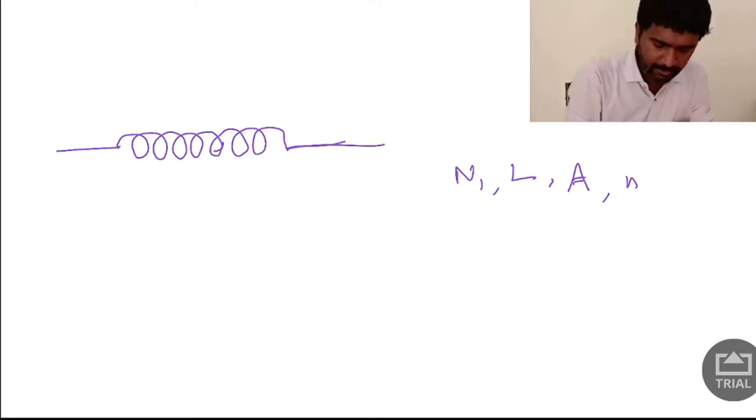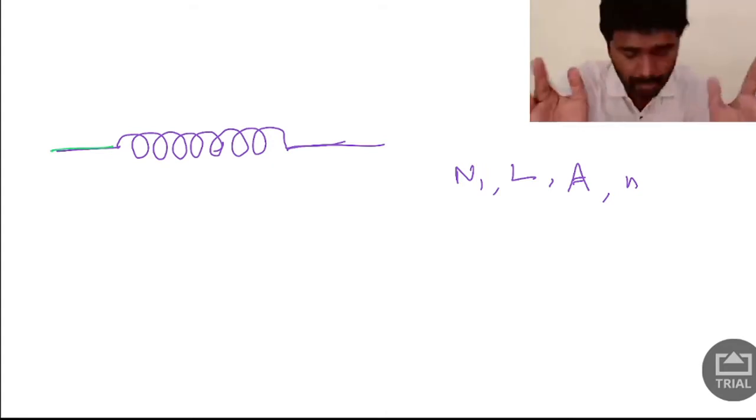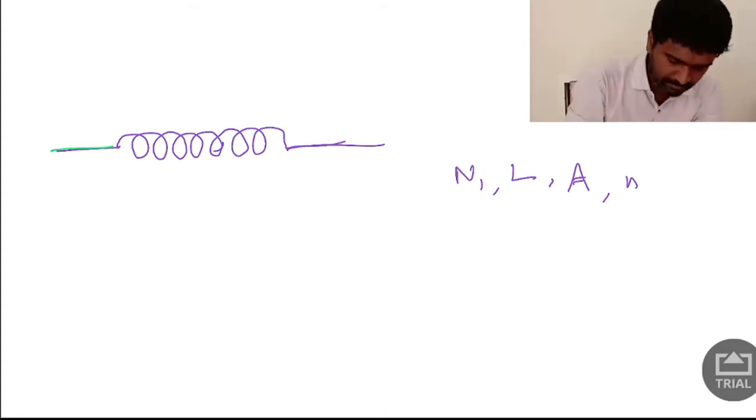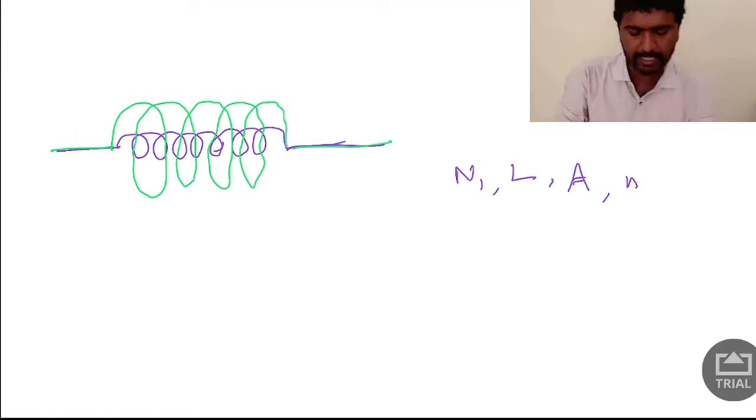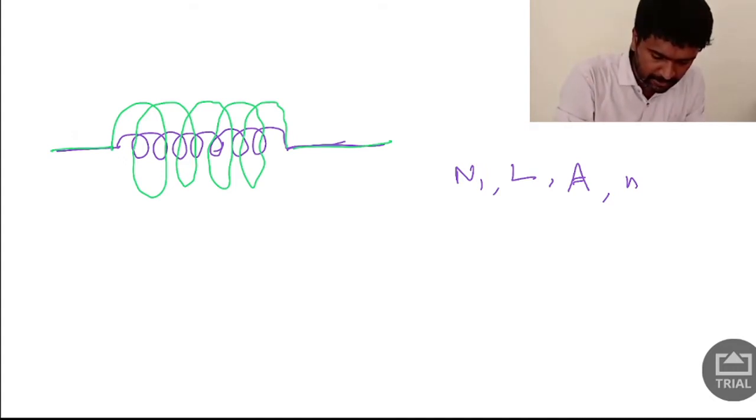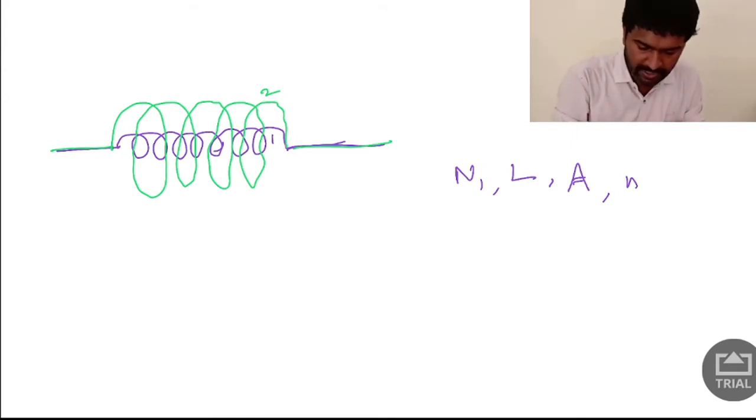Okay, and now I am taking one more coil here. Let us take one more coil in such a way that the two axial lines are matching. So that is my second coil. Let's take this one inside as the first coil, and let us call the outer one the second coil.